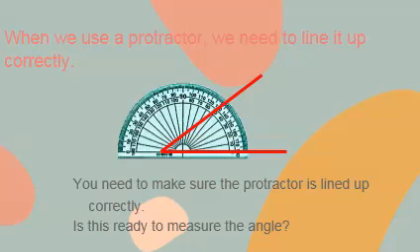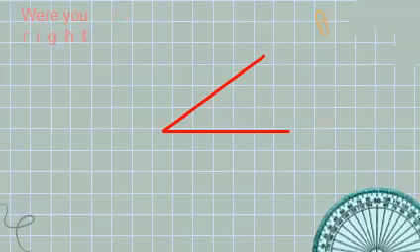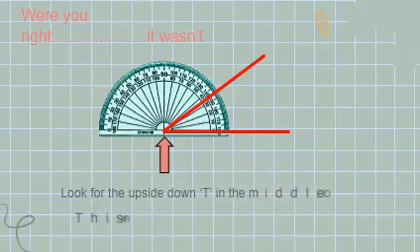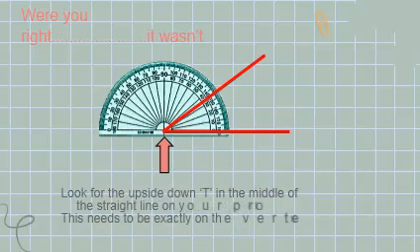The only thing which is correct here is that we put one of the arms on the zero line. Can you see this arm? It's placed on the zero line. This is true, but we still have something wrong. It wasn't correct. Why? Because you need to put this upside down T in the middle of the straight line on your protractor. In other words, the vertex of the angle should be on this T. Can you see this upside down T?